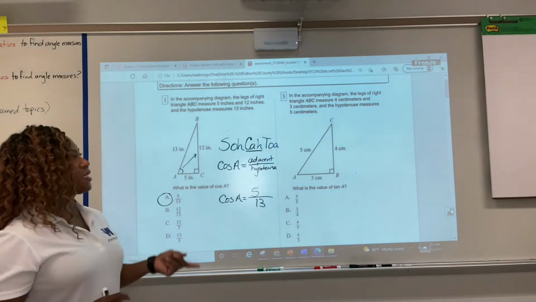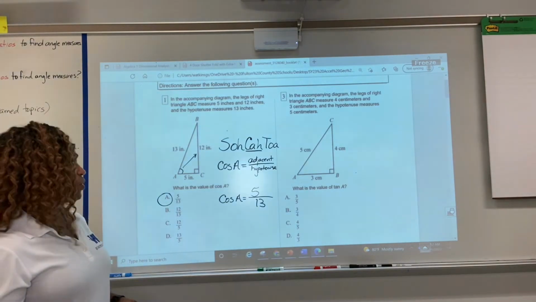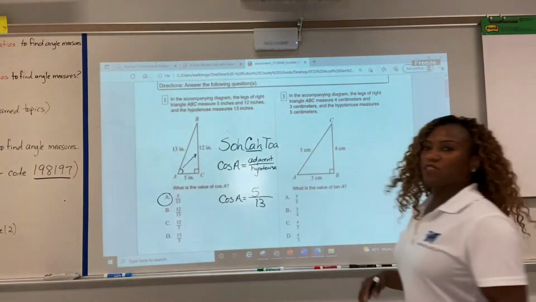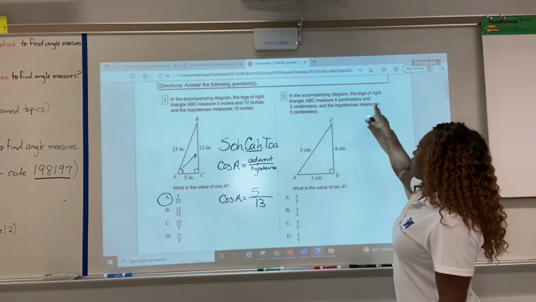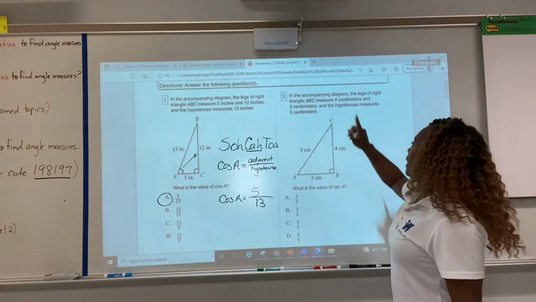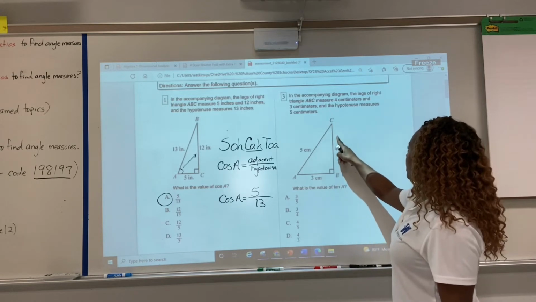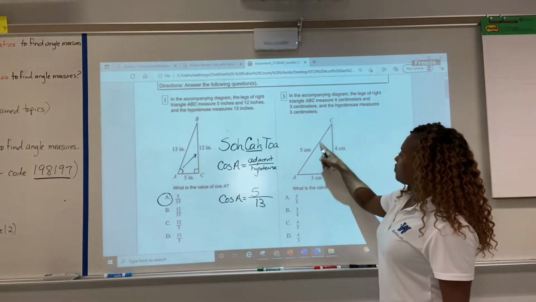Okay, now since we can see number 3 already on the screen, let's go ahead and move to number 3, and then we'll look at number 2. So number 3 is a similar type problem. So here this time we have another triangle, a right triangle that's ABC, and it measures 4 centimeters and 3 on the legs. So here's 3 and 4 for the legs, and then the hypotenuse is 5 centimeters.